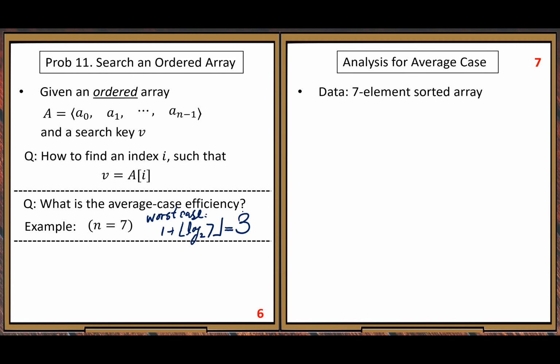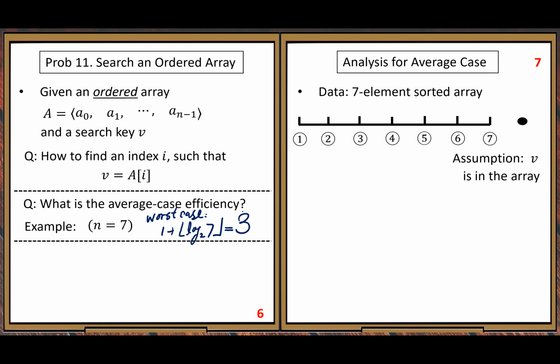Data, 7 elements, a sorted array. Here I draw a diagram. Then we run the binary search, and when we consider all the possible cases, 7 cases, we can draw a binary tree to represent all 7 cases here.